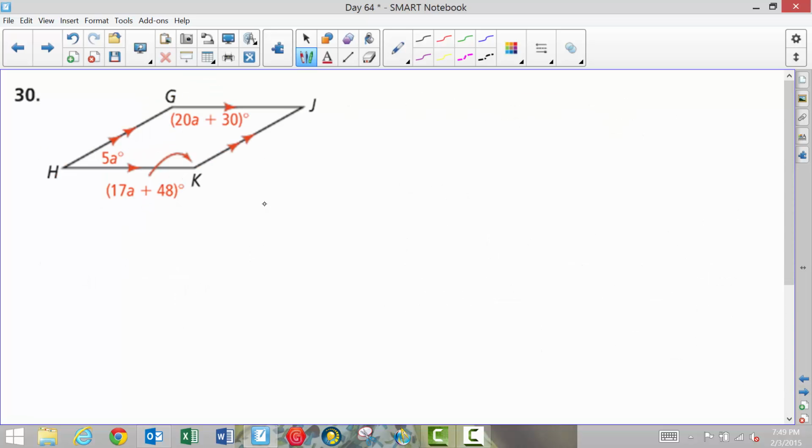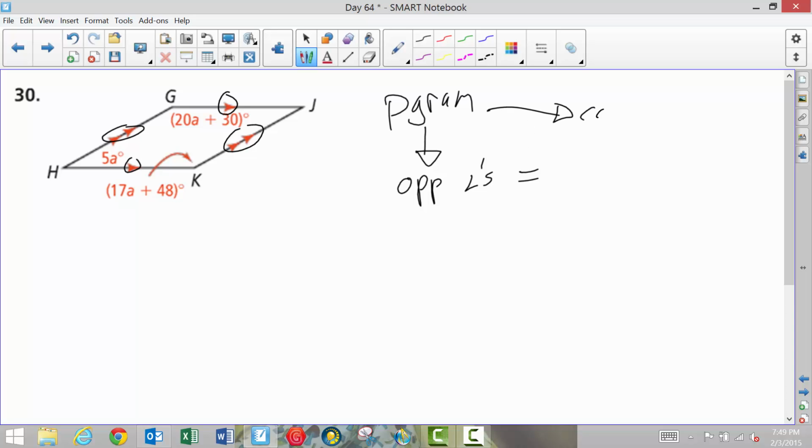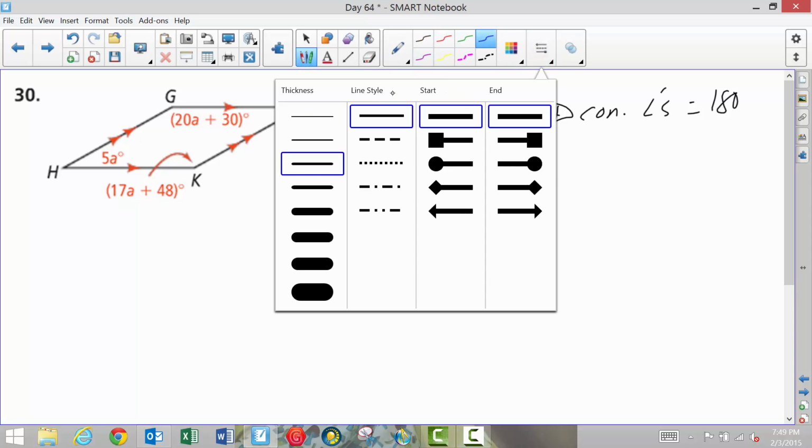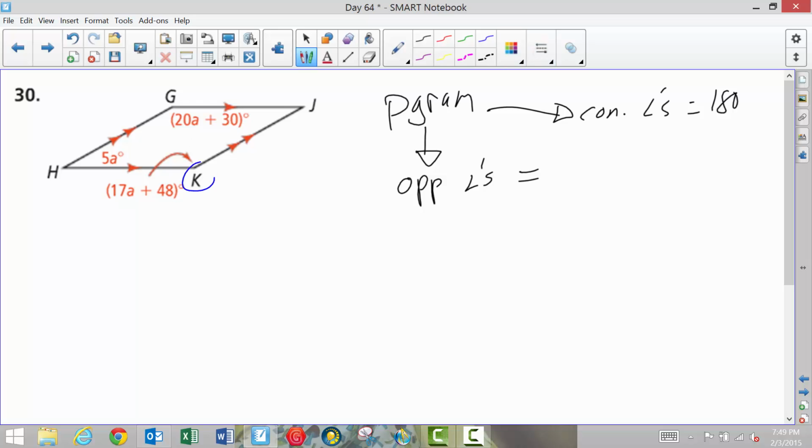Here's question 30. So notice that I have a parallelogram. Opposite sides are parallel, so I do have a parallelogram. Therefore, I know opposite angles are equal. And I also know that consecutive angles equal 180. So in this case, I know that G and K are opposite, so I know that G equals K.